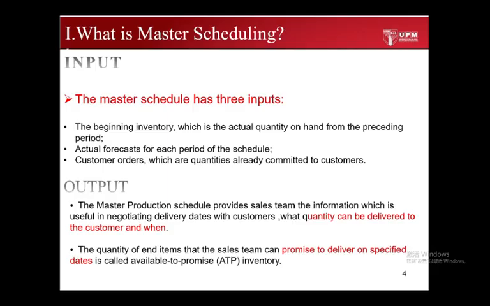Output. The master production schedule provides the sales team information which is useful in negotiating delivery dates with customers. What quantities can be delivered to the customers and when? The quantity of end items that the sales team can promise to deliver on specific dates is called available-to-promise, ATP, inventory.